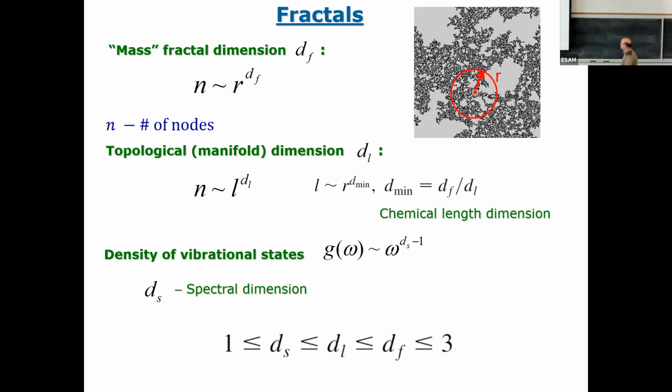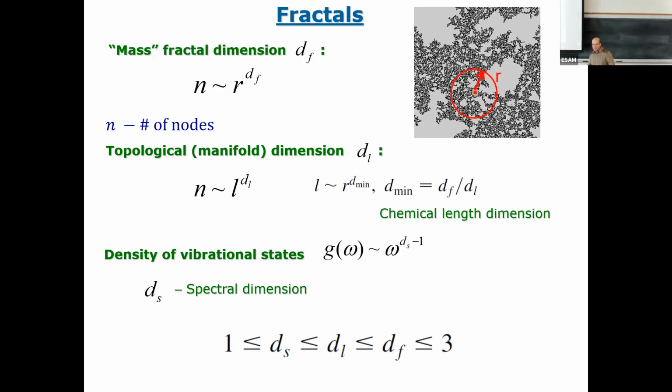The other thing I want to tell you about is the density of vibrational states. So you suppose the fractal is made of beads and springs, and let's assume pure vibration. So there are normal modes, okay? And you can calculate the density of these normal modes, the eigenstates. And if the scaling is like that, then omega to the d_s minus 1, this is called the spectral dimension.